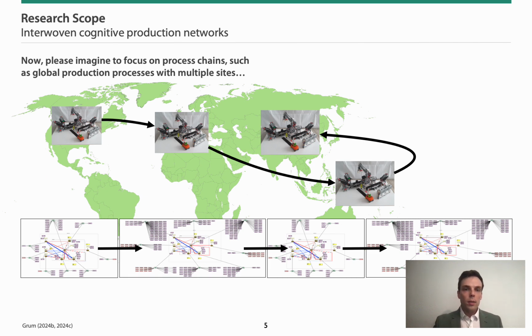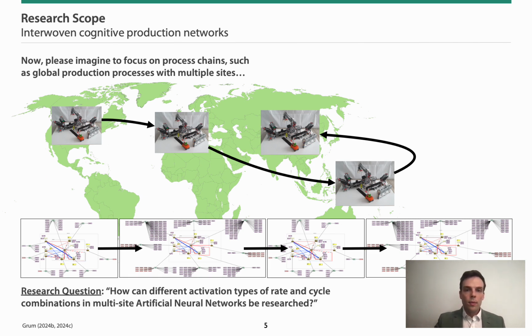The problem here is we have different vendors, different company standards, different IT systems, etc. All of them lead to different ways to use their neuronal twin, which means they have individual activation points in time and individual activation velocities. So, the research question in the first step is, how can different activation types of rate and cycle combinations in multi-site artificial neural networks be researched?